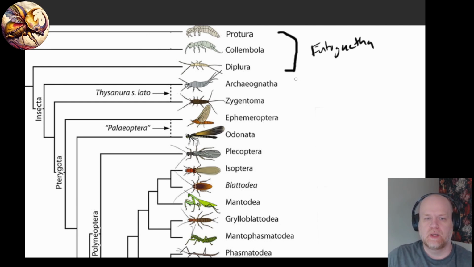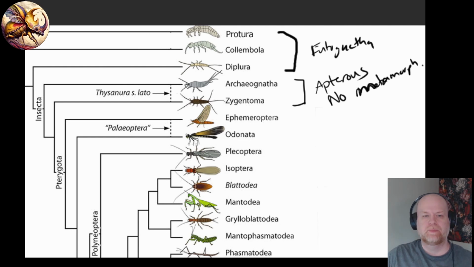We went over the Archaeognatha and the Zygentoma, which are the first true insects. And these are apterous, so no wings. And they don't have real metamorphosis. So they just continuously molt, they get bigger, they don't really grow wings, they're extremely ancient, very simple insects. And after them we get into the Paleoptera, which are the ancient wings.